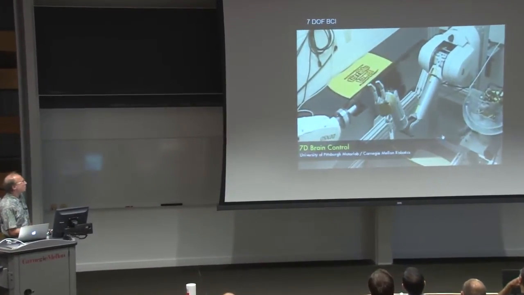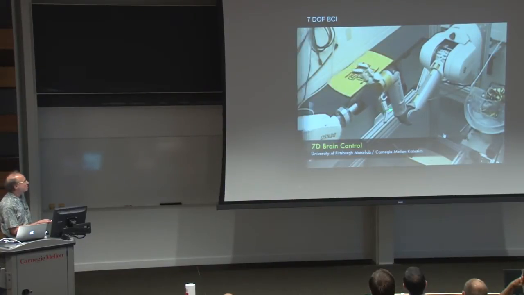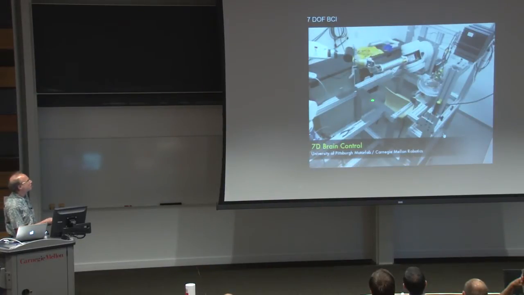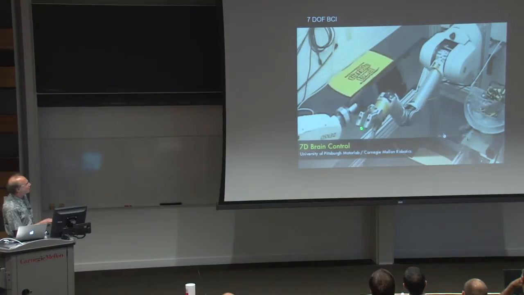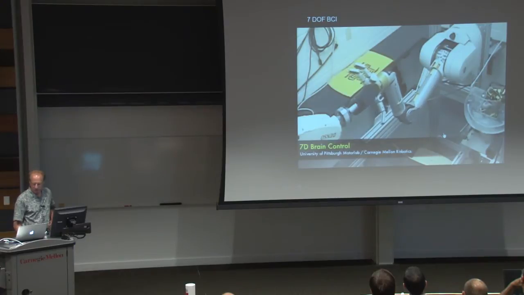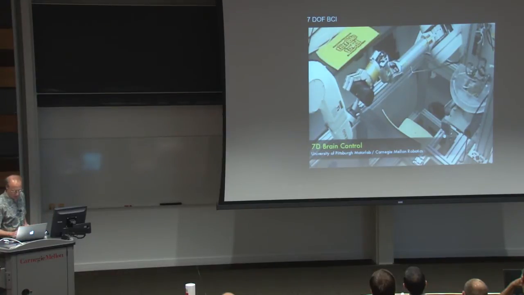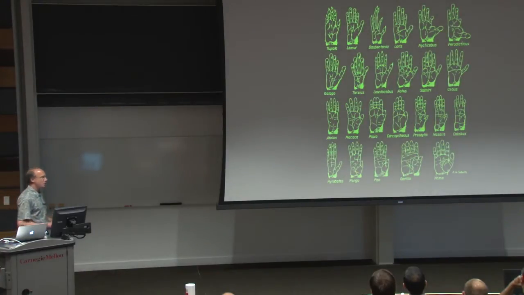You also notice that Sam is using impedance control here, so there's a fair amount of compliance as he interacts with the object. And even so, you can see that in that case one of the fingers was broken. We're constantly breaking our effectors. But the point is, it works. So we're up to 7 degrees of freedom.